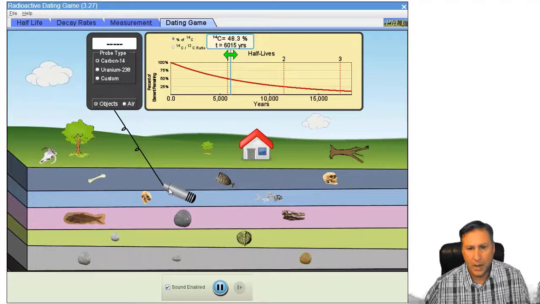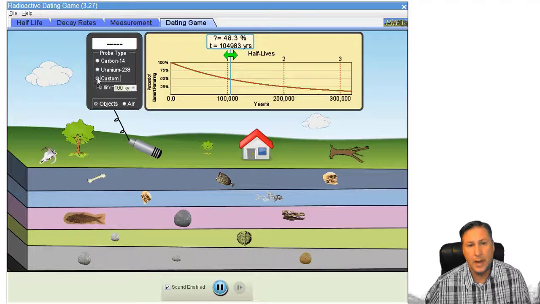Okay, so you have the probe. In that probe, you can measure the amount of carbon-14, you can measure the amount of uranium-238, or you can do a custom. The custom allows you to do 4 different time frames, so you can customize what a half-life is. Is a half-life 1,000 years? 100,000 years? Is it 1 million years? Is it 10 million years? Or 100 million years? There are isotopes that have those, maybe not those exact, but similar half-lives.